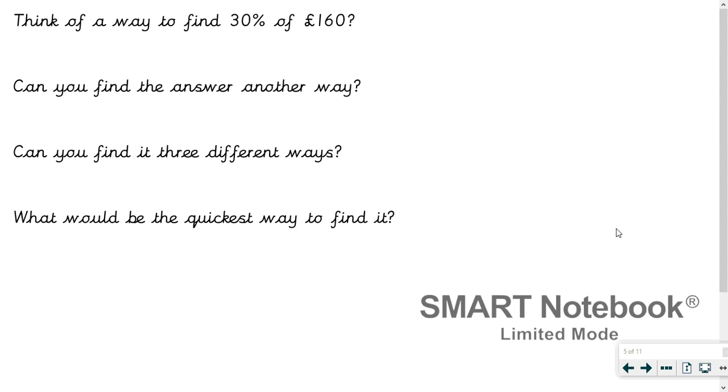Right, so hopefully you've had a think. Now there's loads of ways you could do it. You could find 1% and then times it by 30. You could find 5% and times it by 6. You could find 10% and then 1% and do 10%, add 21%. So it's up to you how you find it. But I think the quickest way would probably be the way I took out of action, which is to find 10% and times it by 3.